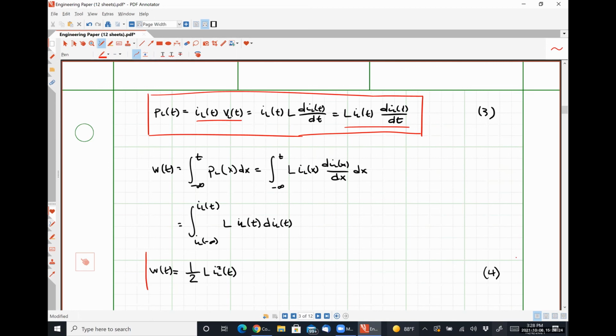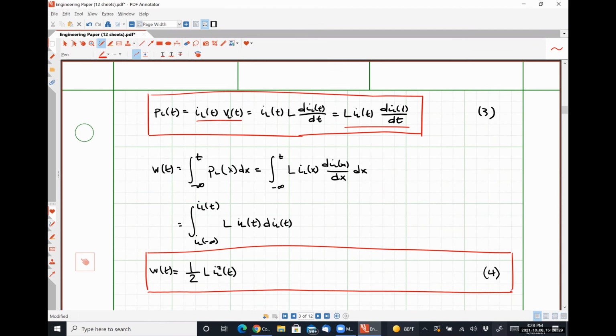So these are the 4 relationships, again, that I expect you to learn for the upcoming exam. There will be 4 extraordinarily similar relationships for capacitors that we will develop on Monday. The similarities between these two are astounding, and you will see why shortly, okay?